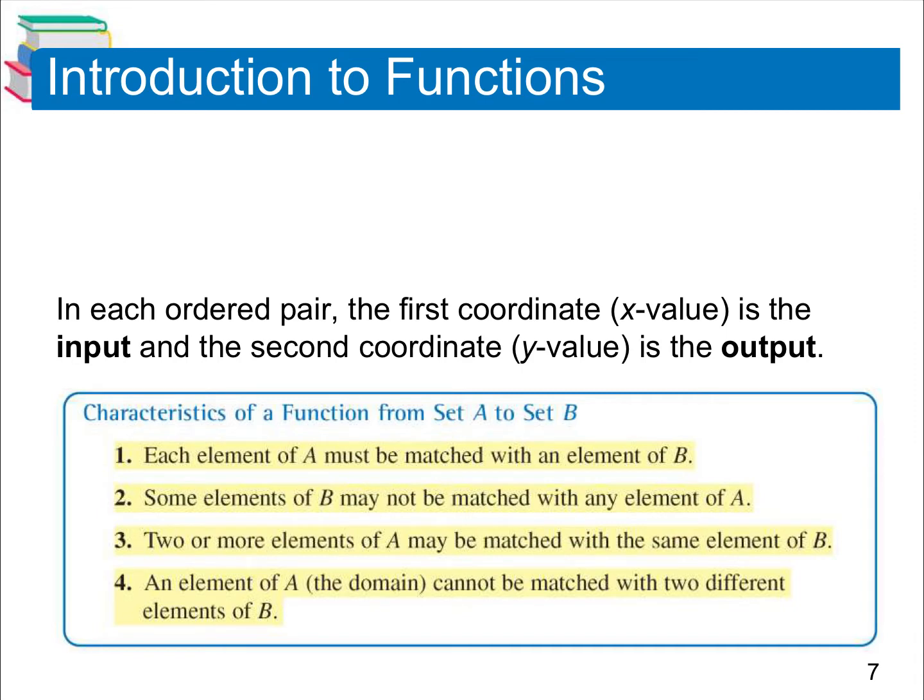Two or more elements of A may be matched with the same element of B. So your y values can repeat, but your x values cannot. And then it tells you for the last one, an element of A, your domain, your x value, cannot be matched with two different elements of B. Again, your x values cannot repeat.